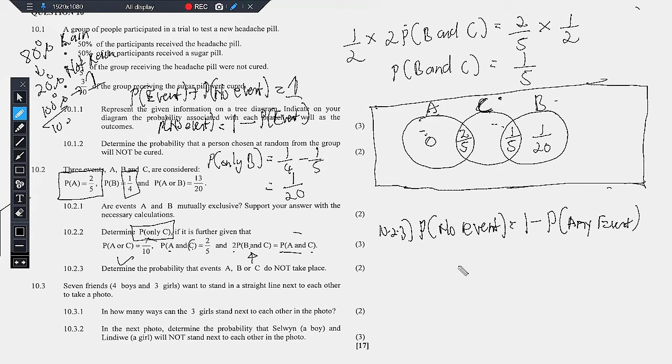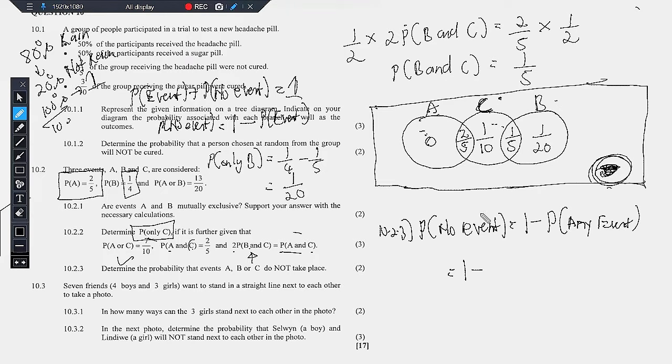Then this means this is 1 minus, so that means we'd have to subtract everything. So no event would be here, right? Somewhere here. So that means no event occurring, either A, C, or B. But now, the probability of any event occurring, that means we have to add everything that we are seeing here, including the one that we just calculated.